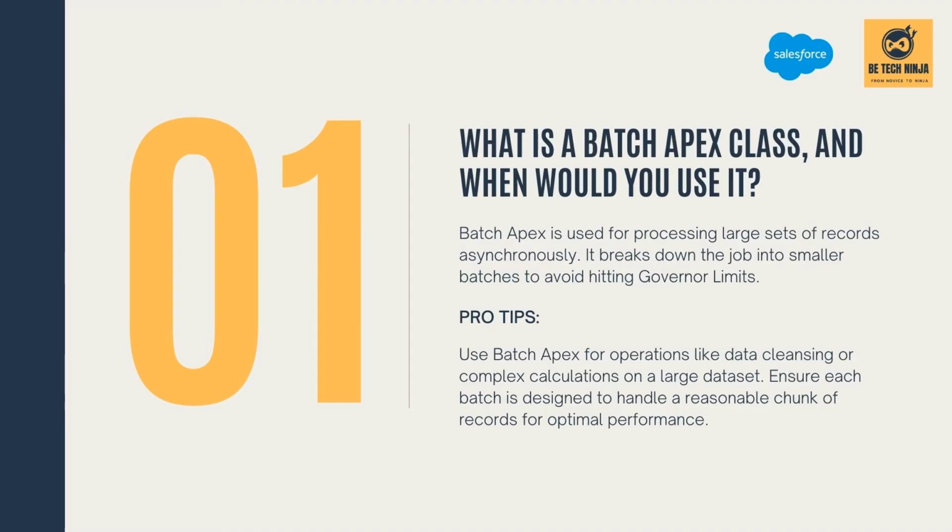What is a batch Apex class and when would you use it? Batch Apex is used for processing large sets of records asynchronously. It breaks down the job into smaller batches to avoid hitting governor limits.